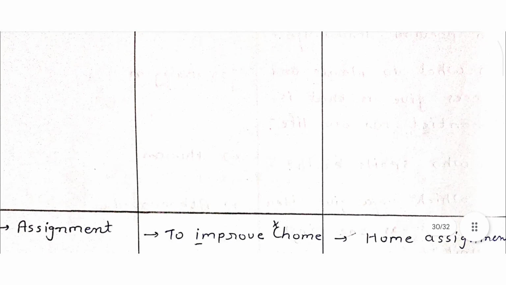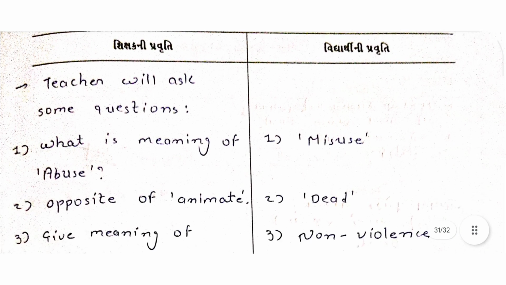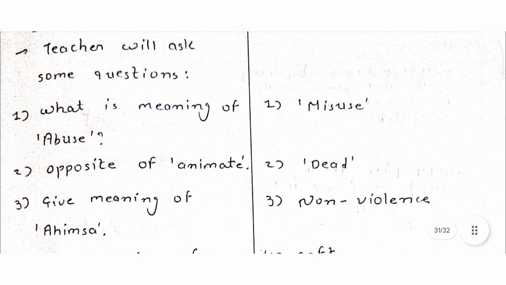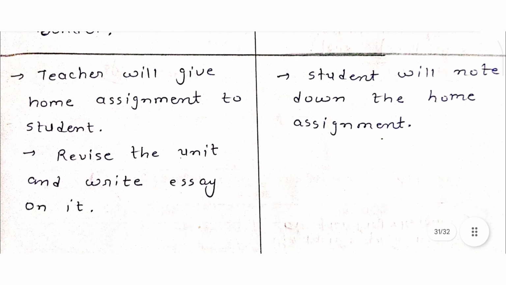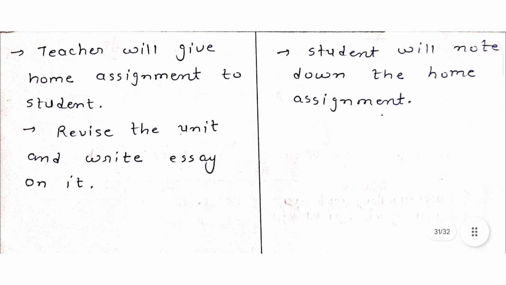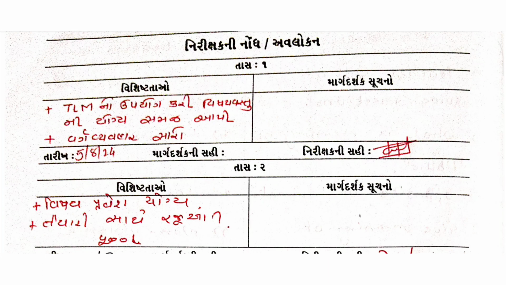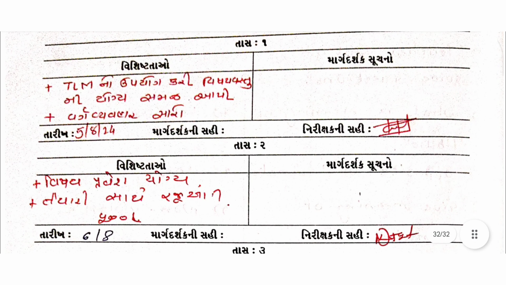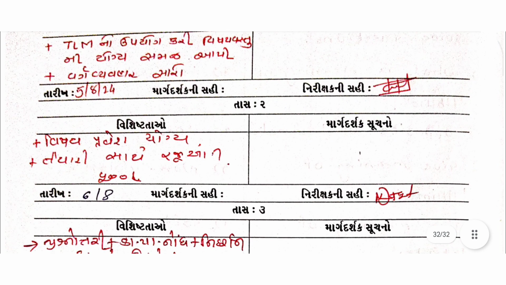Evaluation and assignment. These are the questions for evaluation. Then comes home assignment. So basically there are a total of 5 days for the unit lesson plan. First 3 days for teaching one particular unit or topic, fourth day for evaluation and fifth day for remedial work.